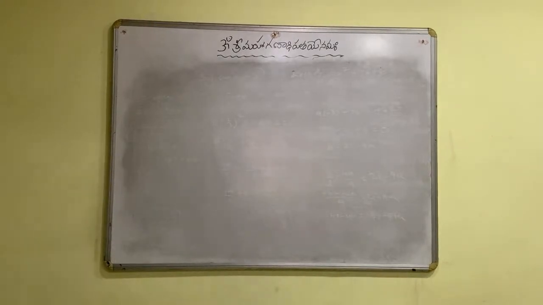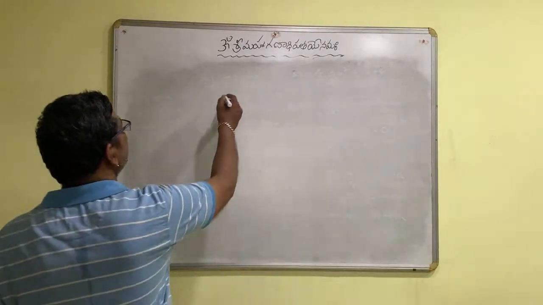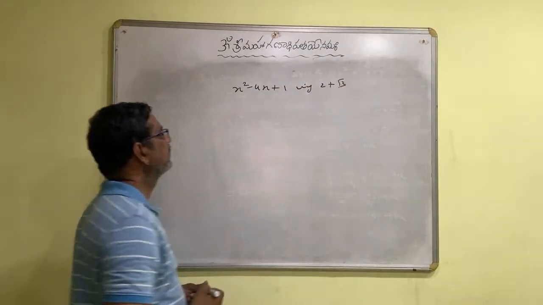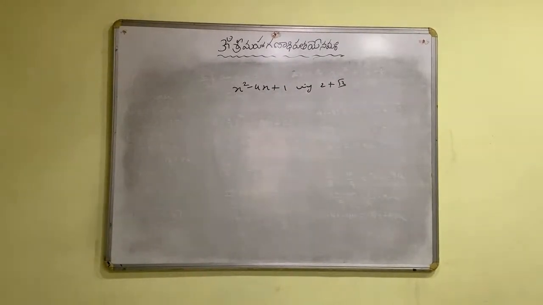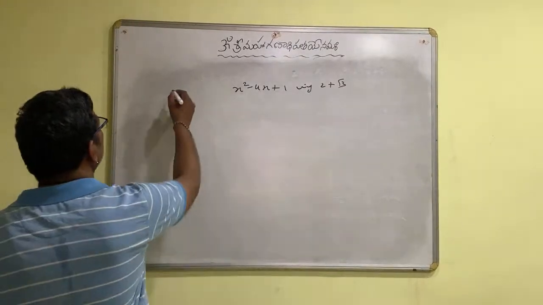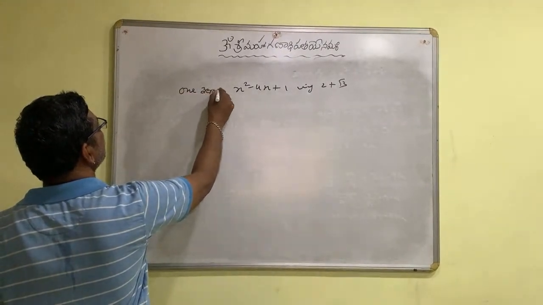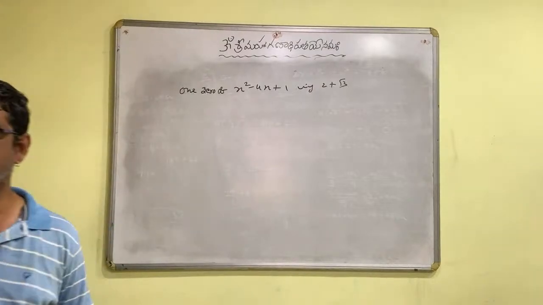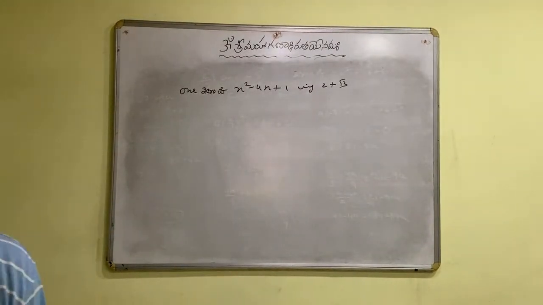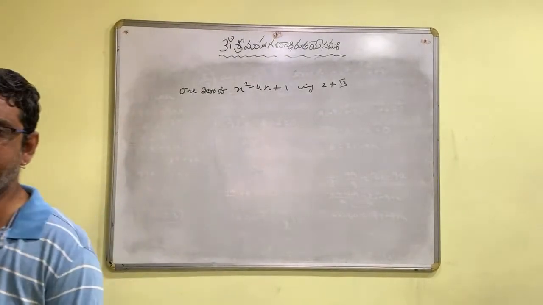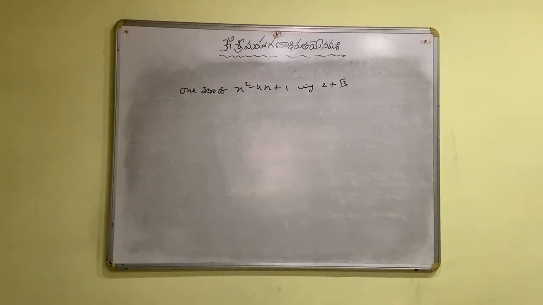Yeah. One zero of the polynomial is 2 plus root 3. Find the other zero. A beautiful question. One zero of this polynomial is 2 plus root 3. We need to find out the other zero. Beautiful question. Any idea, children, from your side?